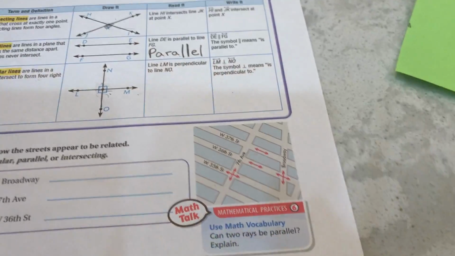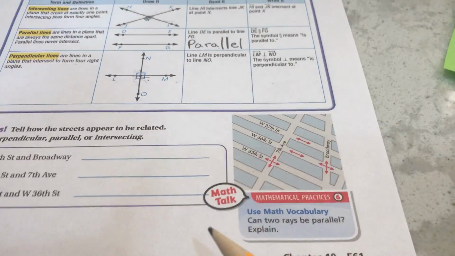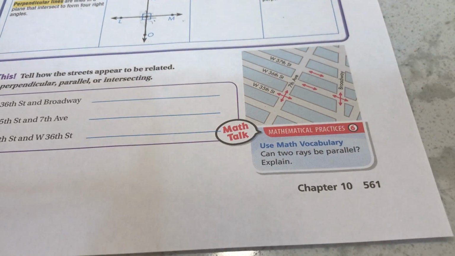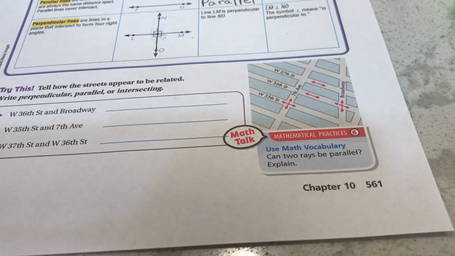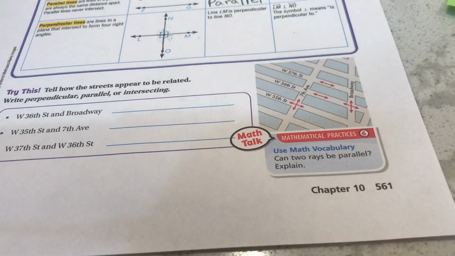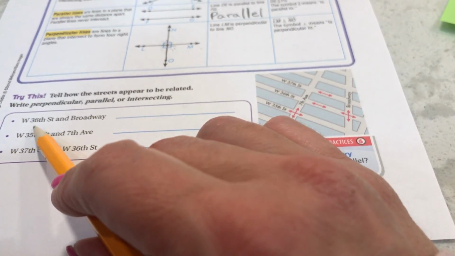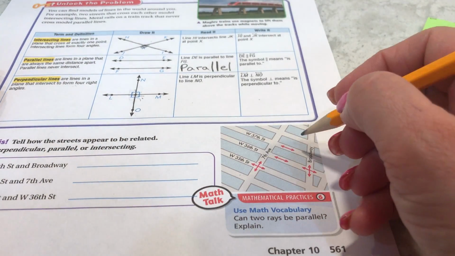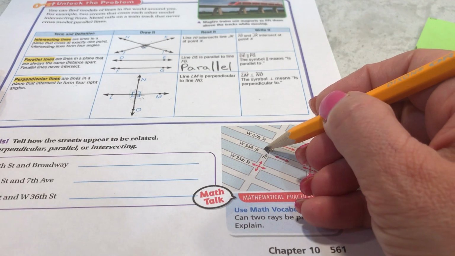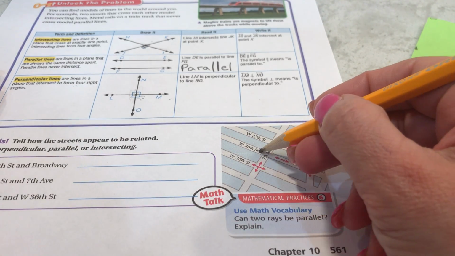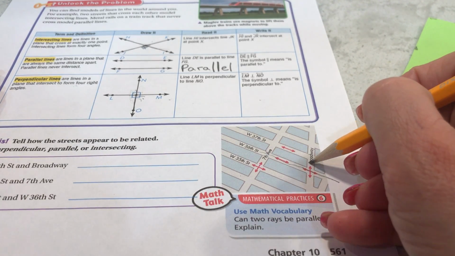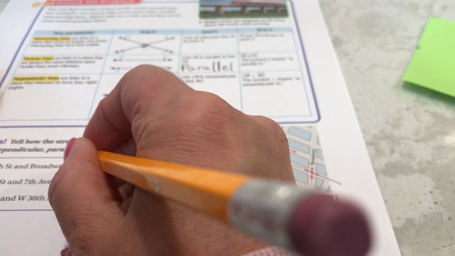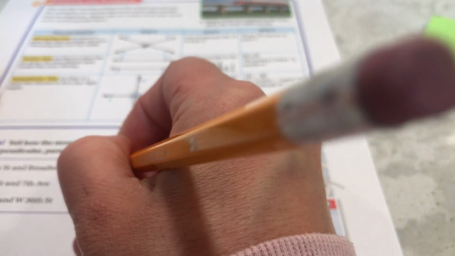So in this exercise down here, they wanted you to figure out if it's perpendicular, parallel, or intersecting. So let's see how you did. So if I go to that in my book, West 36th Street and Broadway, these are real streets, my friends. This is in New York City. So West 36th Street and Broadway, I can see that those are just intersecting lines. So I'm going to put the word intersecting.